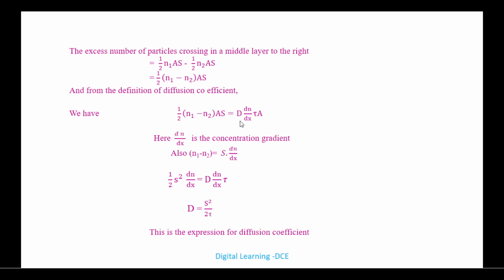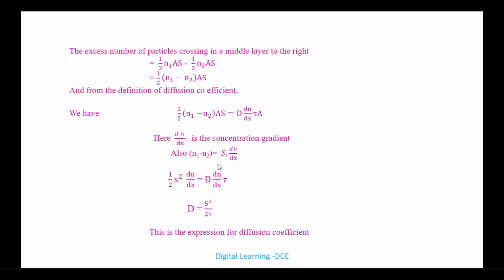This is from the definition of diffusion. This term also gives the diffusion phenomenon, that is, the number of particles crossing the layer in a time, which is equal to D dn/dx τ A. On equating these two, we get 1/6 (N1 minus N2) AS is equal to D dn/dx τ A. Here the term dn/dx represents the concentration gradient, and the difference in the number of molecules, N1 minus N2, should be equal to S dn/dx, that is the number of molecules in an imaginary cylinder.